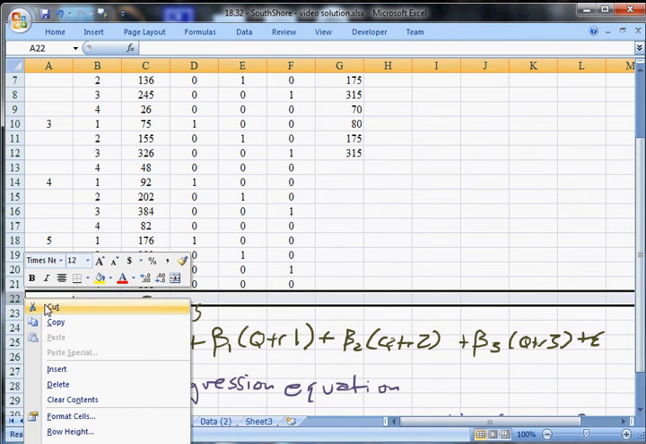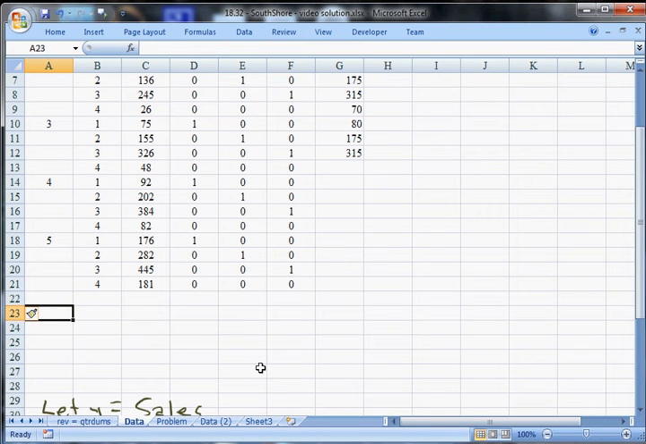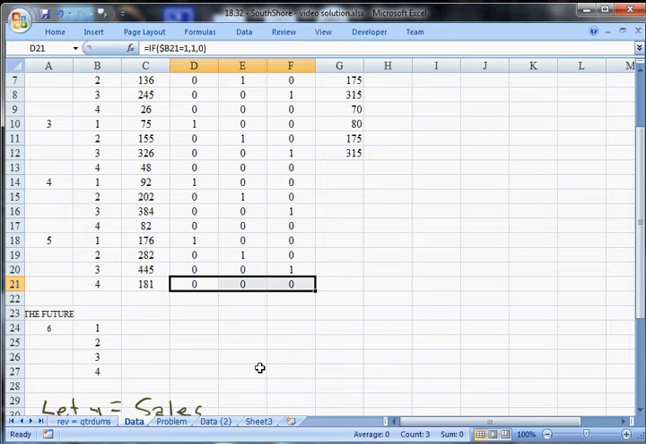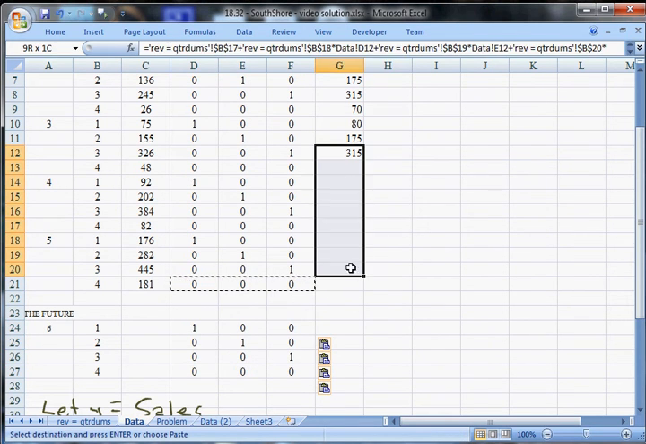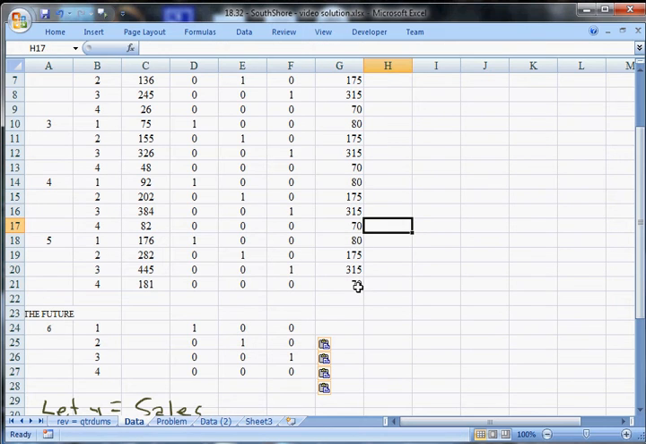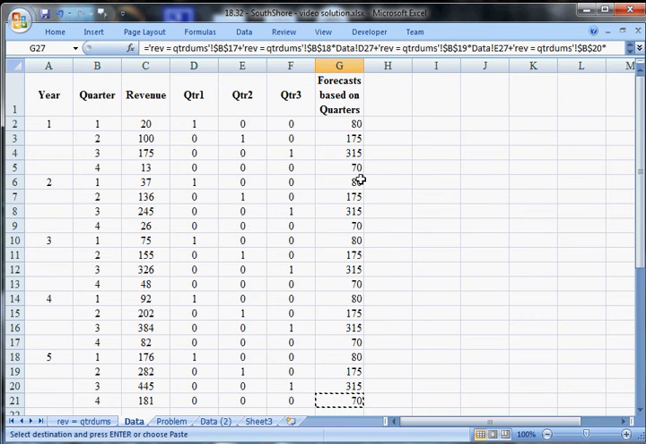Now one of the things it asked us to do is to predict the future, right? So let's make the future here, which is year 6, quarters 1, 2, 3, and 4. And we can just copy these over here. Once we copy these all the way down, we can predict the future. That's what we think will happen. As you can see, when you just base your forecast on quarters, it just stays pretty fixed.